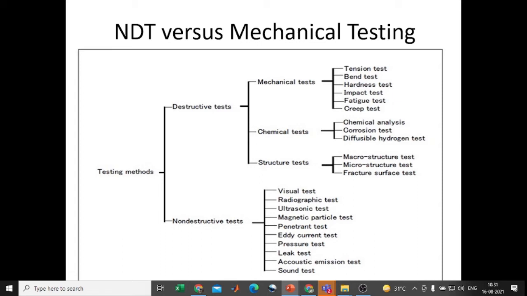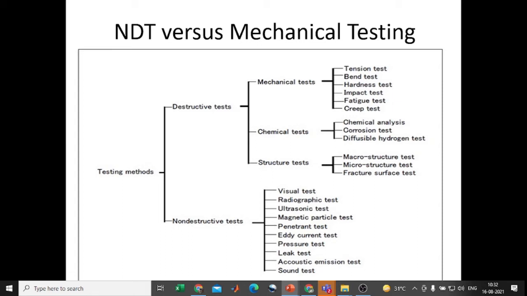So what is the difference, and what are the testing procedures available under destructive and non-destructive testing? Let's see with this flow diagram. The testing methods are generally used to evaluate or examine material properties, material behavior and material characterization in applications or during the process also. These testing methods can be classified into two types: destructive testing and non-destructive testing.